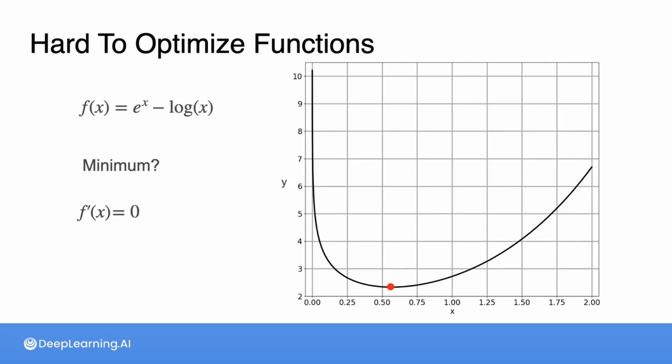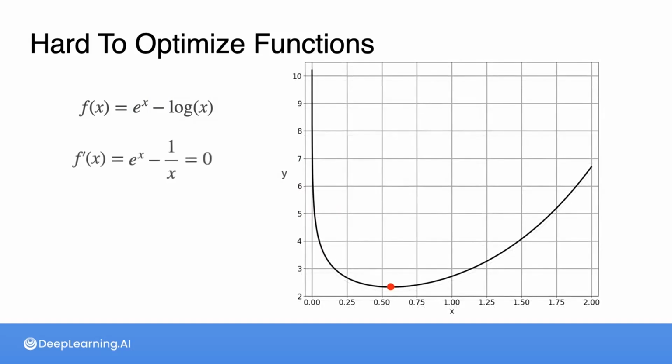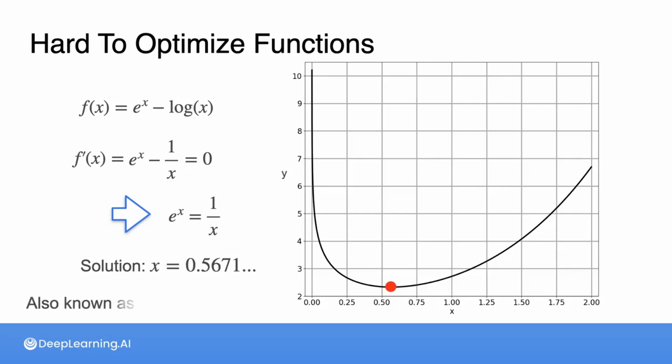So what is the derivative of f of x? It's e to the x minus 1 over x. And the reason is because the derivative of e to the x is e to the x, and the derivative of logarithm is 1 over x. So all we have to do is solve for e to the x minus 1 over x equals 0. However, this is pretty challenging. Let me show you. Solving for e to the x minus 1 over x equals 0 is equivalent to solving for e to the x equals 1 over x. And I challenge you to try. It's actually pretty hard to do analytically. The solution is 0.5671, etc., which is a famous number. It's known as the omega constant.